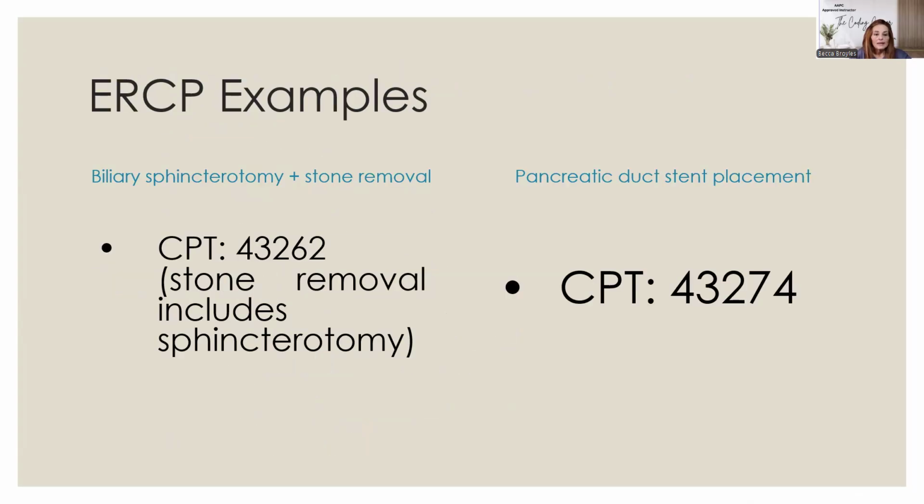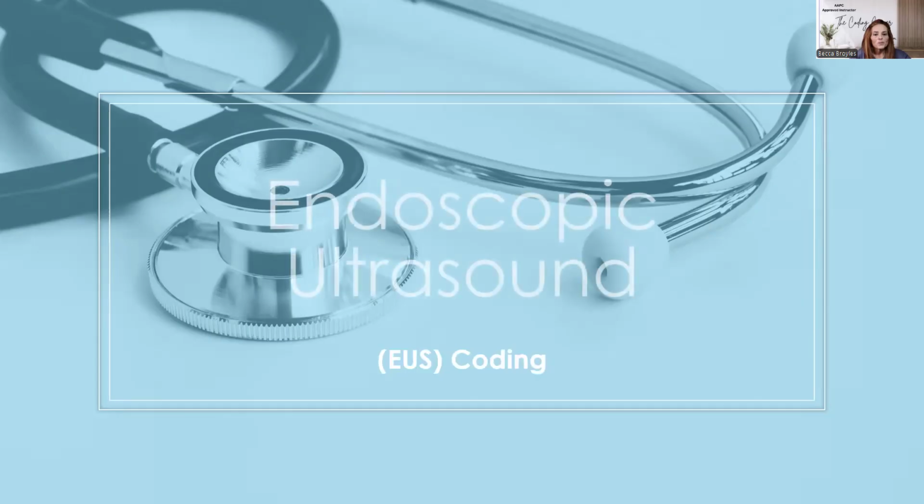Some ERCP examples: biliary sphincterotomy plus stone removal. The correct CPT code would be 43262. The stone removal includes the sphincterotomy. Pancreatic duct stent placement. The correct CPT code is 43274.